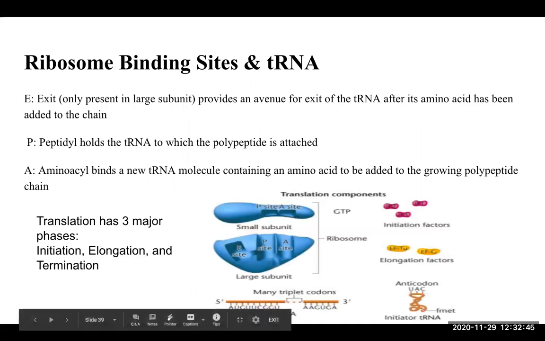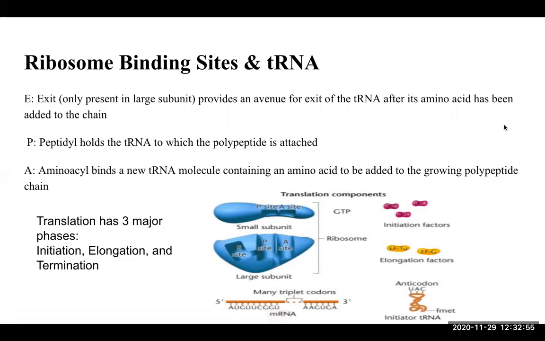So the ribosome binding sites in tRNA consist of 3 parts. The E means exit. It is only present in the large subunit, and it provides an avenue for exit of the tRNA after its amino acid has been added to the chain. The P site stands for peptidyl, and it holds the tRNA to which the polypeptide is attached. And then there is an A site, which is the aminoacyl site, which binds a new tRNA molecule containing the amino acid to be added into the growing polypeptide chain.